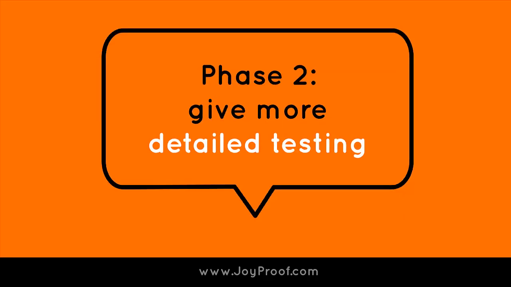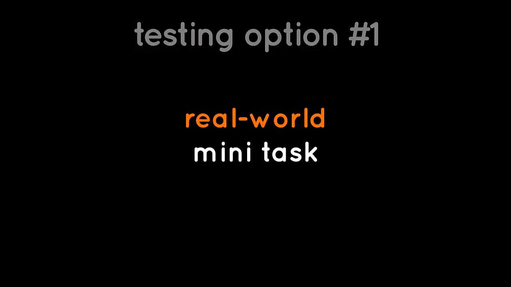For phase 2 of the hiring process, you're going to give more detailed testing. Remember for phase 2 that you're testing the advanced skills of your applicants. This will also tell you who is willing to follow through and do what it takes to get your job done. There are 4 different ways that you can do this testing, so I'm going to go over each one. Testing option 1, give them a real-world mini task.